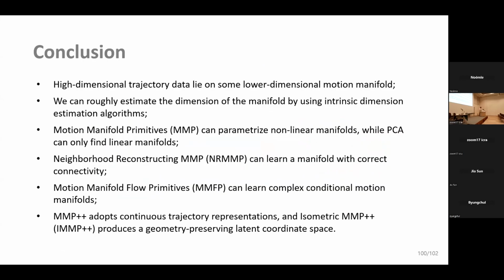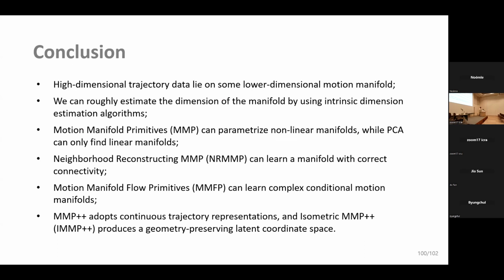All right, let me give conclusions. So given multiple high-dimensional trajectory data sets, we can often reasonably assume that high-dimensional trajectory data lie on some lower dimensional motion manifold, and we can roughly estimate the intrinsic dimension of the manifold by using any intrinsic dimension estimation algorithm. And by setting that dimension to the dimension of the latent space, we can learn the manifold. We can learn nonlinear manifolds using MMP.